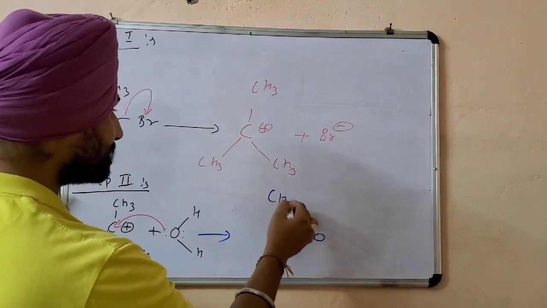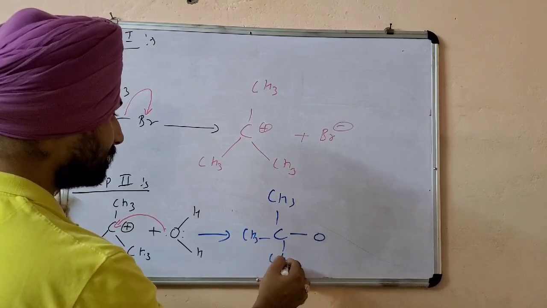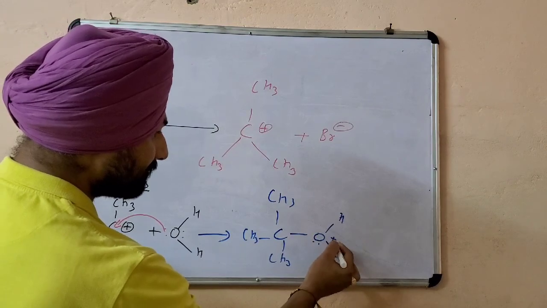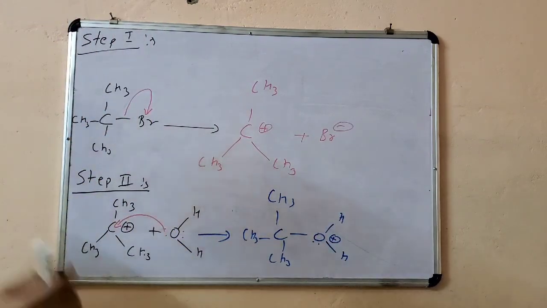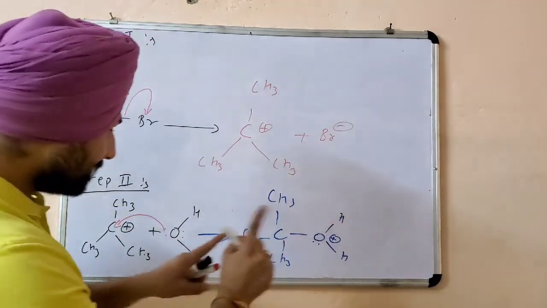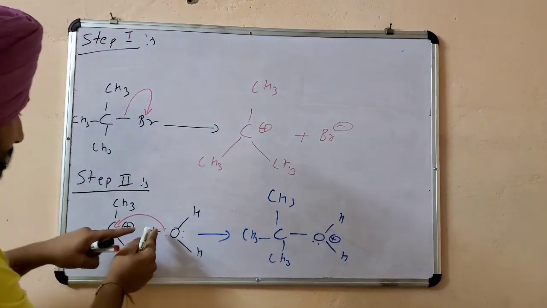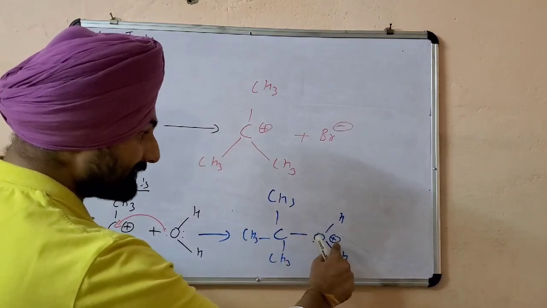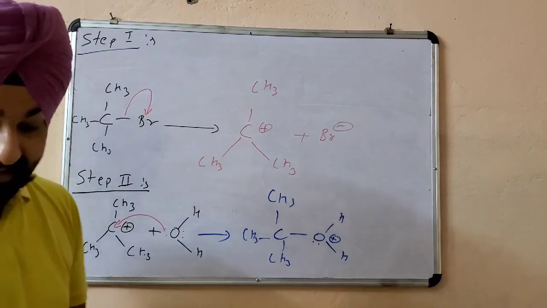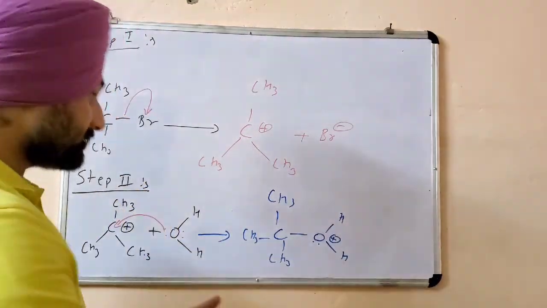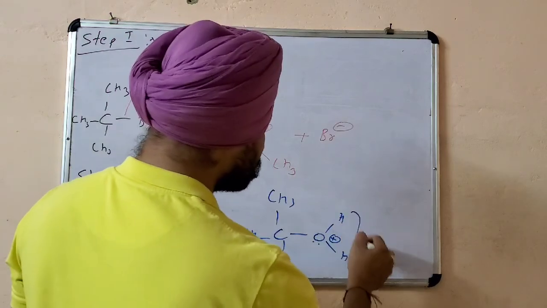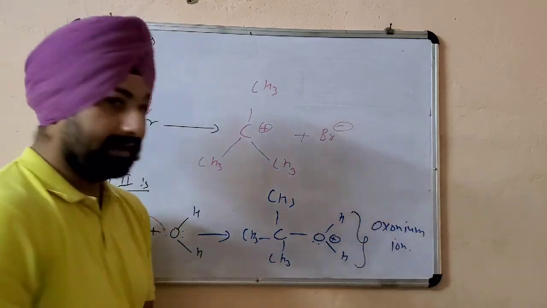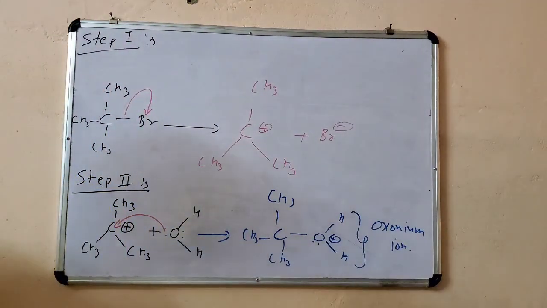CH3, hydrogen, one lone pair of electrons, and another one is the positive charge. Why is the positive charge there? Because the lone pair of electrons of this oxygen is ultimately donated to this carbocation, right? So this oxygen shows a positive charge here. This is the second step in which the oxonium ion is formed. Let us write, this thing is called the oxonium ion, right? This is the oxonium ion form. And then we have the third step.